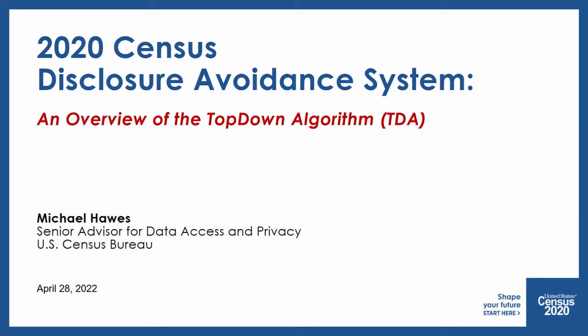In subsequent conversations, we can talk about some of the other algorithms that are being used for subsequent data products. Now, the top-down algorithm is the one that was used to produce the redistricting data that was released last August, and it's also being used to produce the demographic and housing characteristics file that's coming out in 2023.